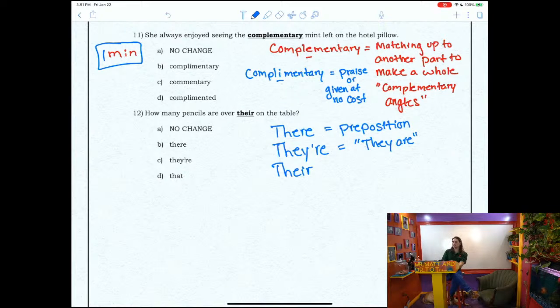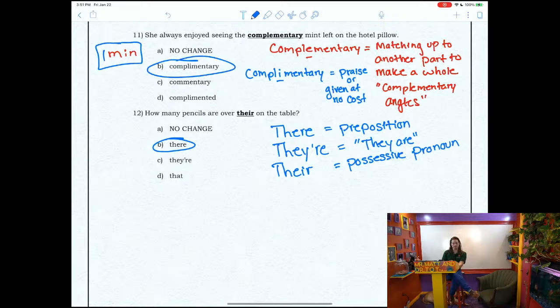Okay, so for 11, we're really testing the word choice between complementary with an E and complimentary with an I. Complementary with an E is matching up or corresponding with another part, segment, or item in order to make up a whole value. For example, complementary angles add up to 90 degrees. So it just means that one goes with another.